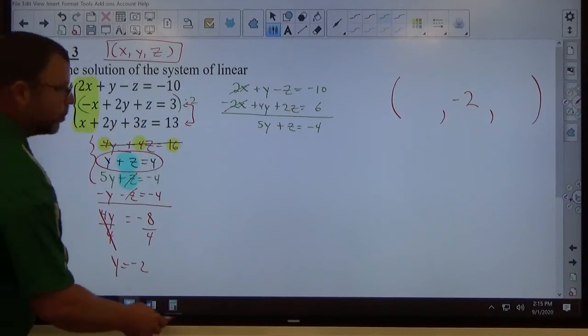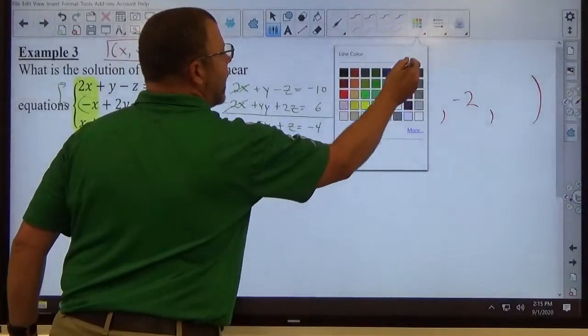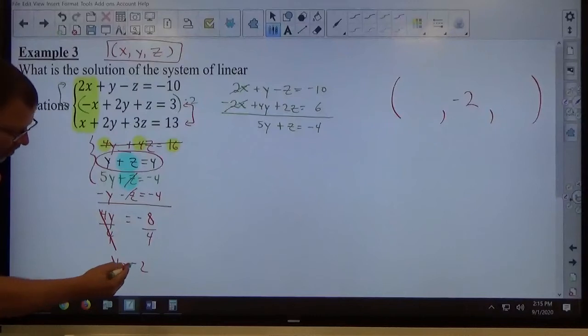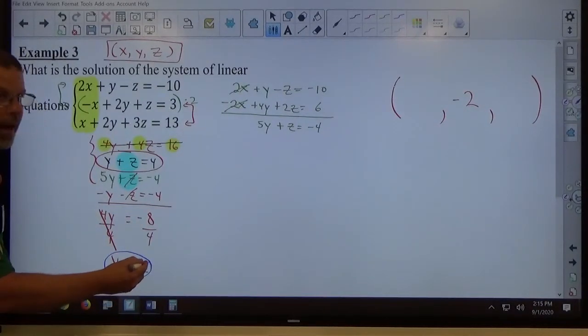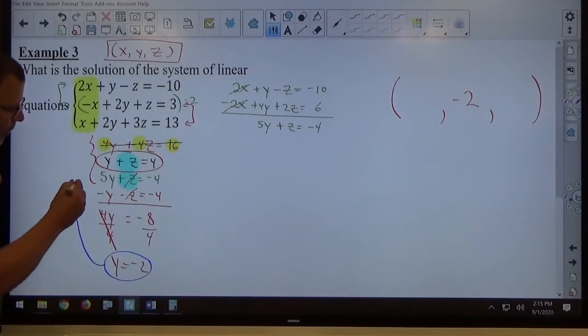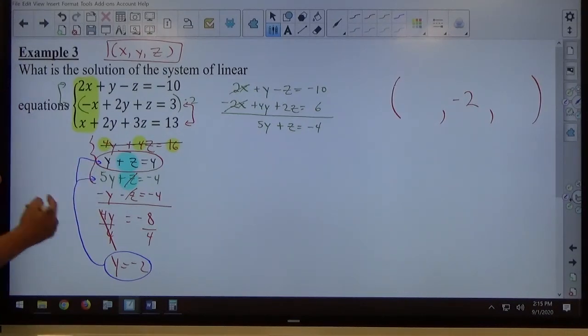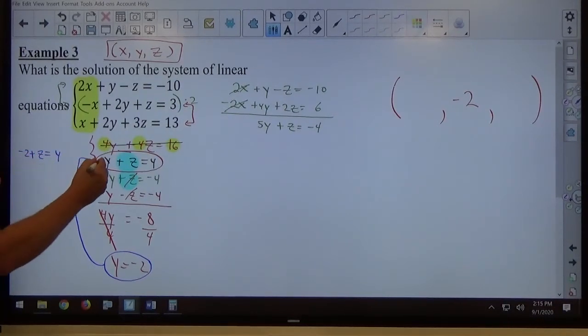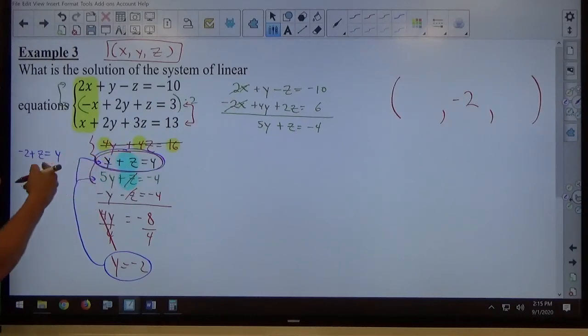Once we know what y equals, now I'm going to go and find out what something else equals. And the easiest place to go to find out what something else equals once you know anything is go back to an equation with that letter and only one other letter. So either there or there. I know what y equals, I want to know what z equals. So I can either go negative 2 plus z equals 4. Right? I just took that equation right there, changed y to negative 2. I don't know what z is yet. It's supposed to equal 4. I move my 2 over, so z equals 6.